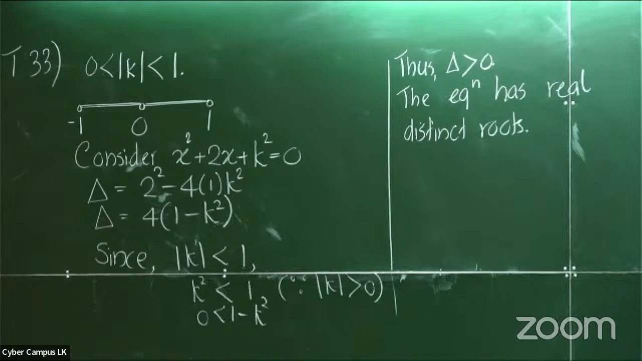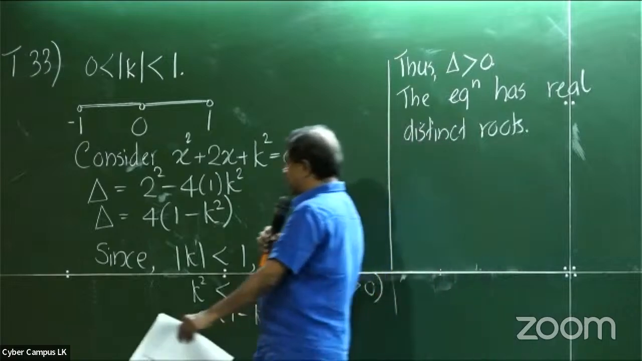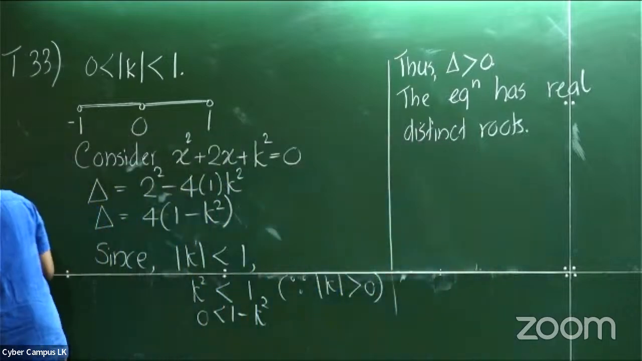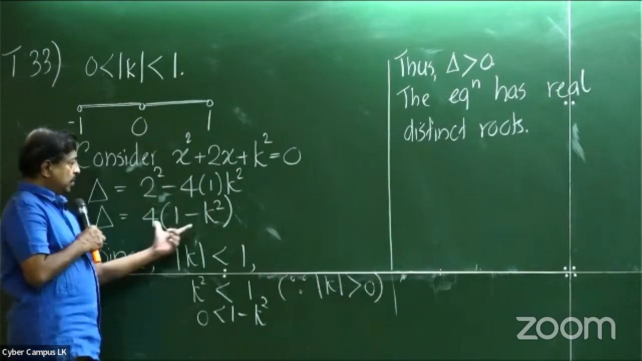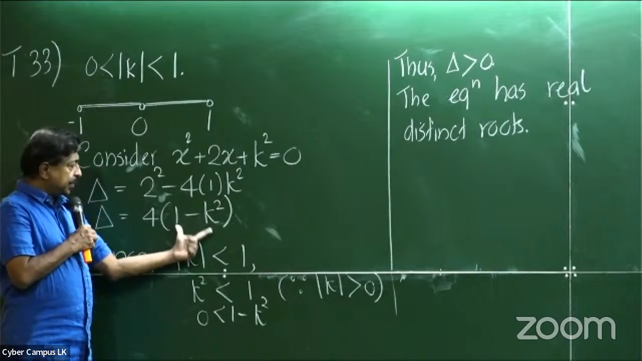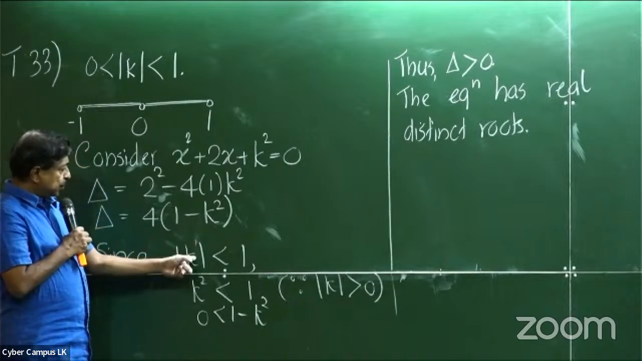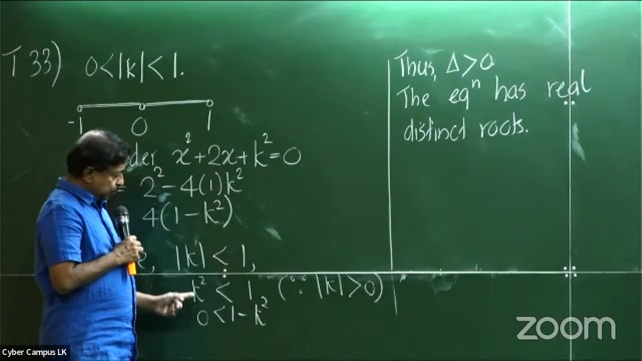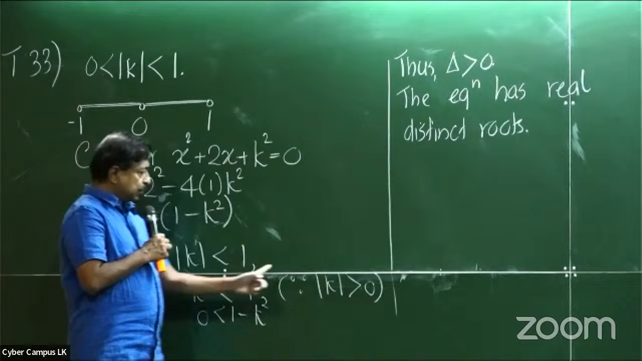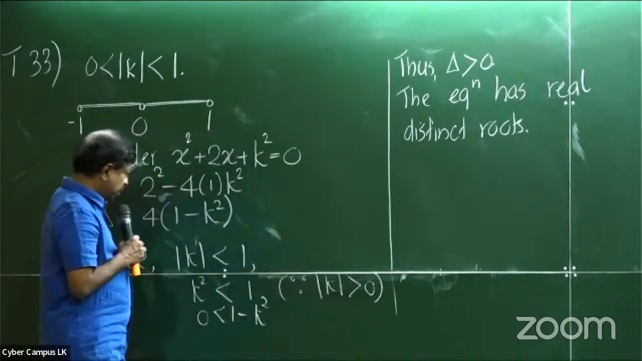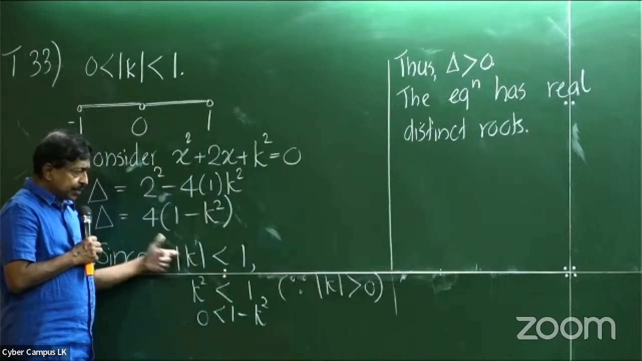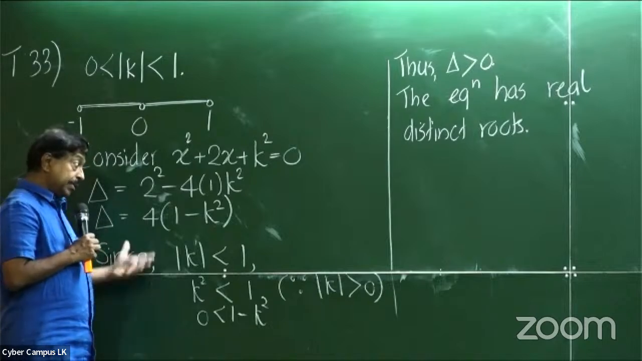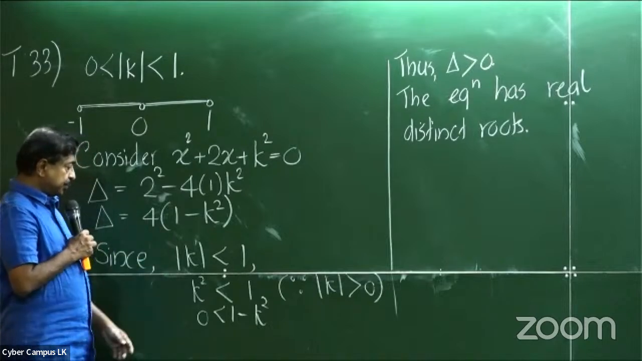Again, this is very similar to the previous one. You find delta and you can factor out 4, which leaves 1 minus k squared in the bracket. Now, since mod k is less than 1, you can square both sides. And you can do that because mod k is greater than 0. If this side is not greater than 0, you cannot do it. At least it should be greater than or equal to 0.